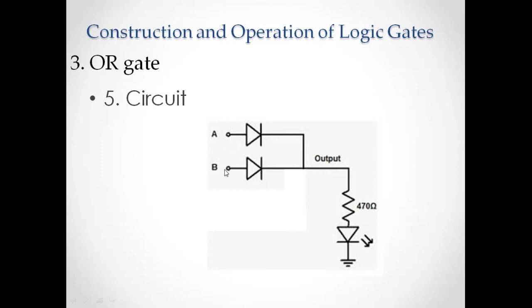When B is high, the same thing happens. Current goes through the LED and it glows. When A and B both are high, again current will go through the LED, and the LED will glow. When A and B both are 0, there is no potential to create a current, and the output will be 0, or the LED will not glow. That is how the OR gate works.